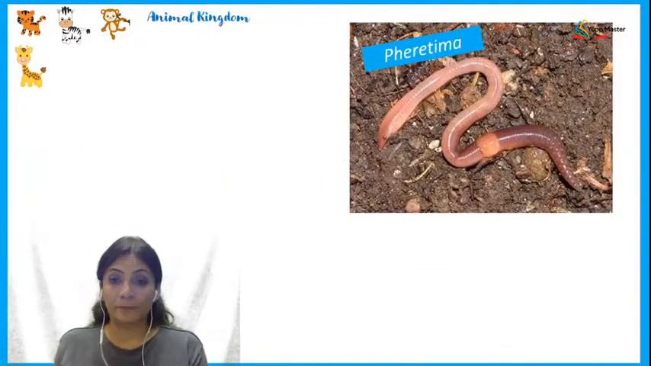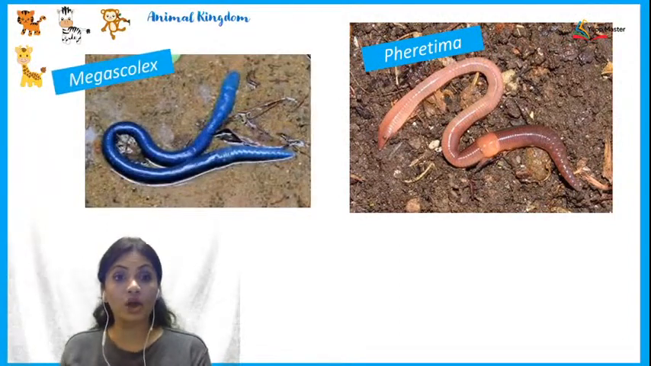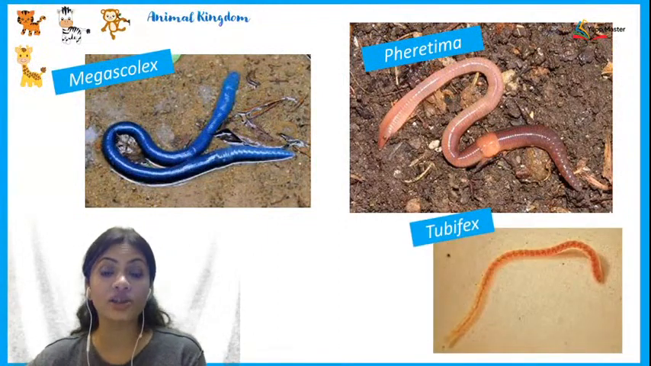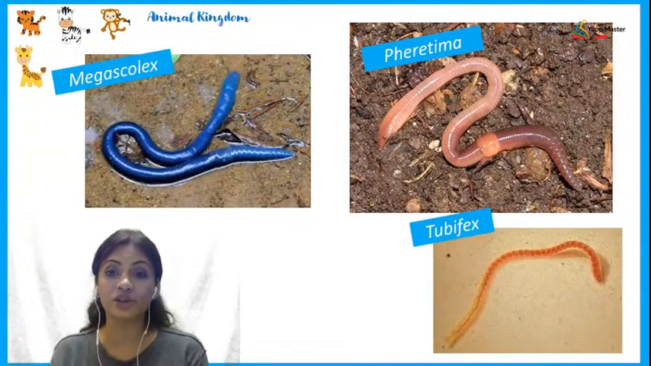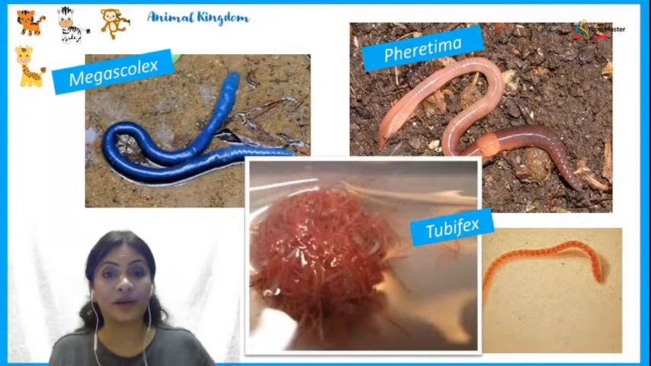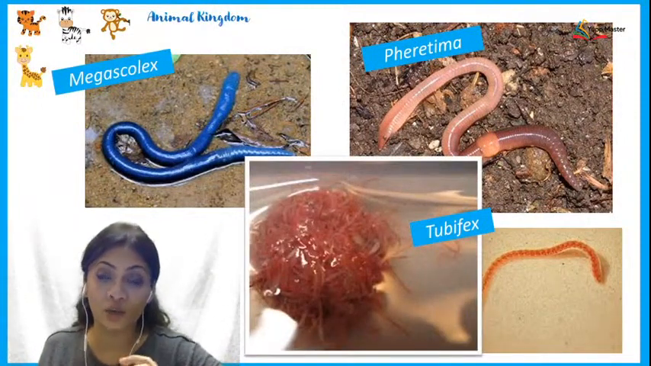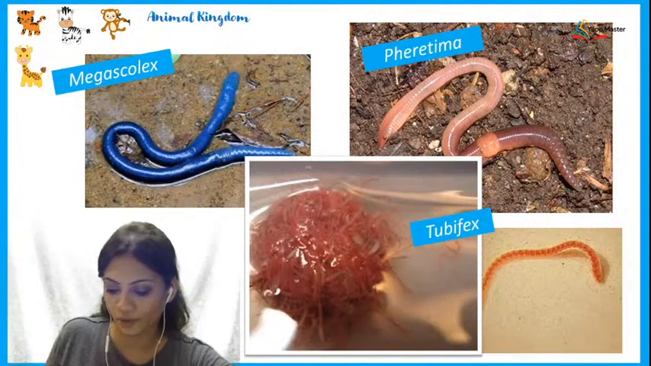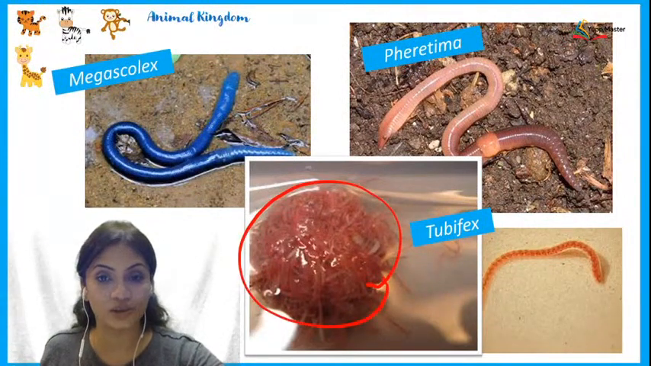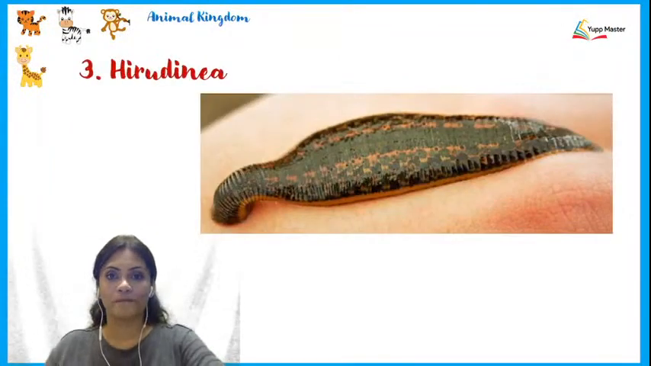So here the examples that we're going to be studying would be Pheretima in the future lectures, and also there are examples here like the Megascolex and also the Tubifex that we spoke about. Remember, Tubifex are those worms which we find around the aquariums of your home. So here they are, a whole bunch of Tubifex worms which are fed to the small fishes.